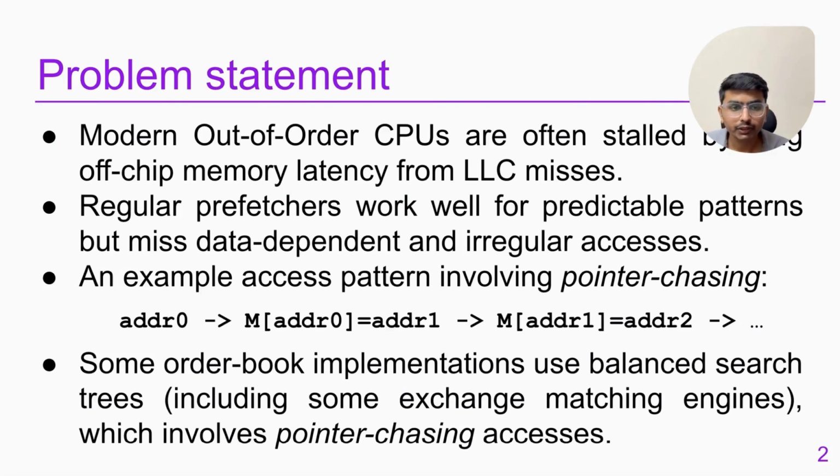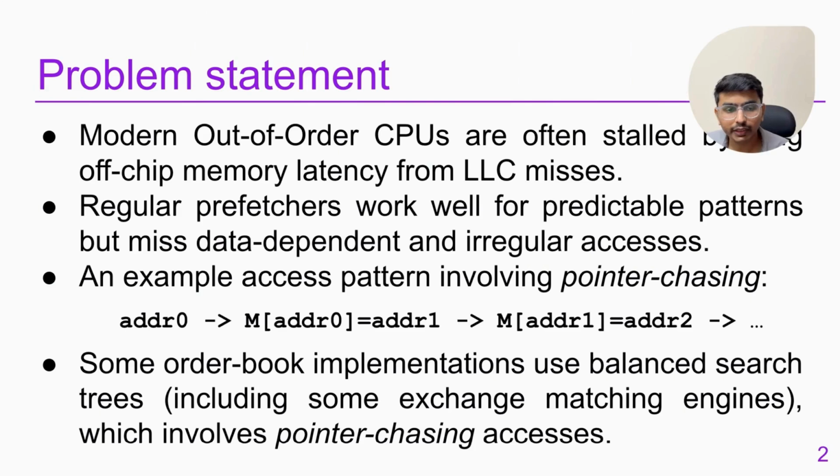So, who is the opponent in this match? It's the memory wall. Modern out of order CPUs are incredibly fast, but they are constantly stalled by long off chip memory latencies, specifically from last level cache misses.